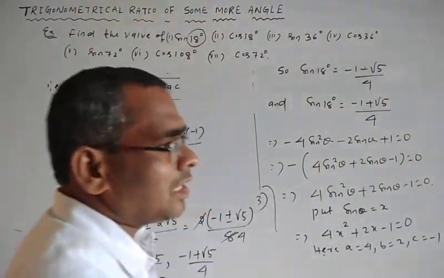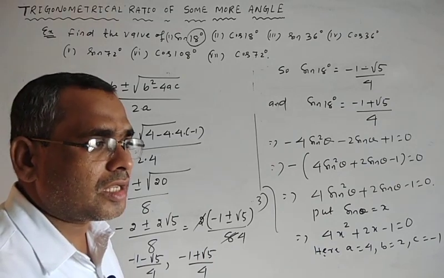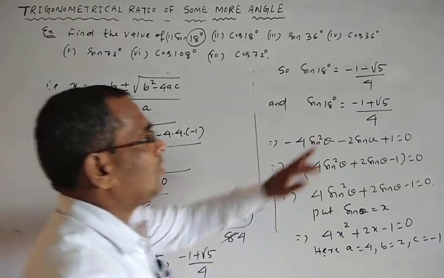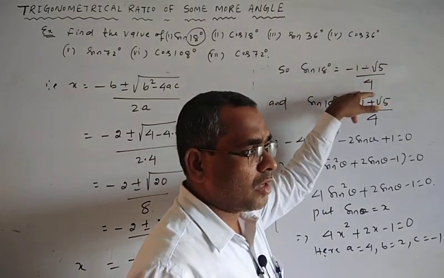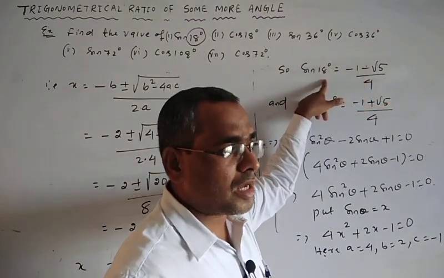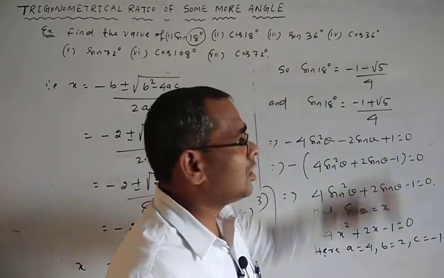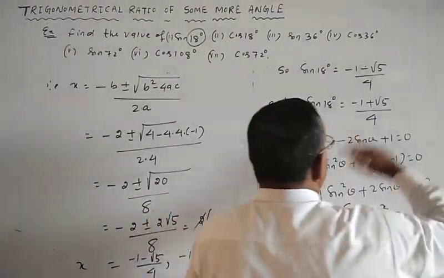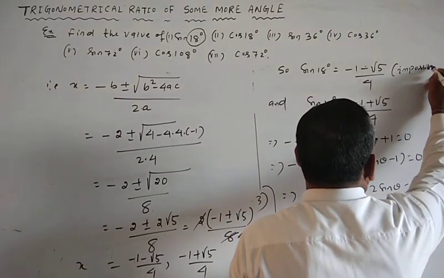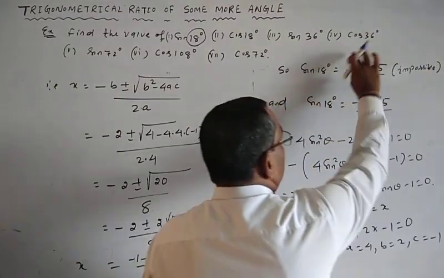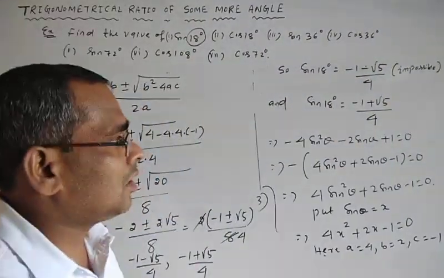Since 18 degree lies in the first quadrant, and in the first quadrant all trigonometrical ratios are positive, minus 1 minus root 5 by 4 is a negative value. And 18 degree lies in the first quadrant, so sin 18 degree can never be negative. That means this value is impossible. Why is it impossible? Because its value is negative, but sin 18 degree can never be negative.